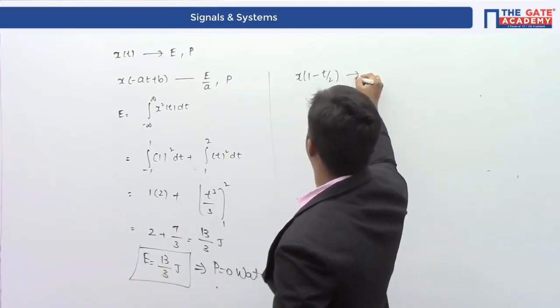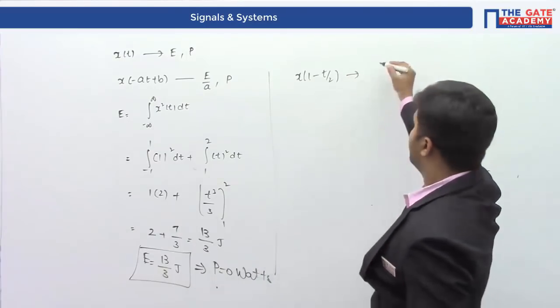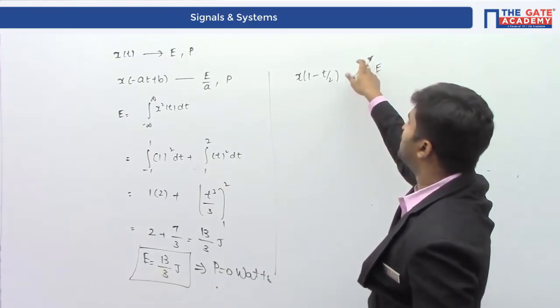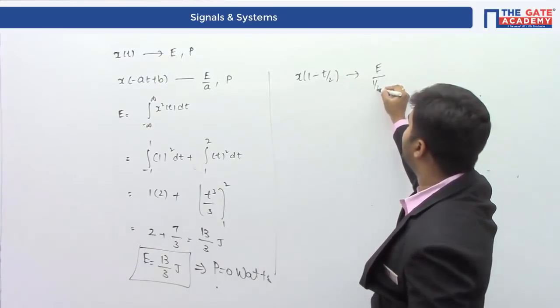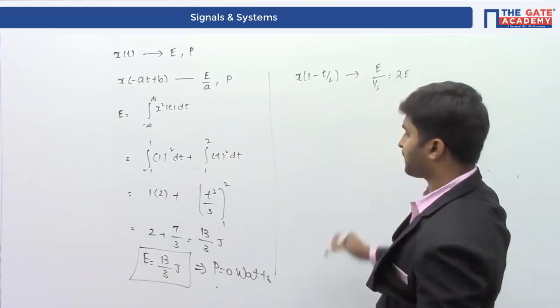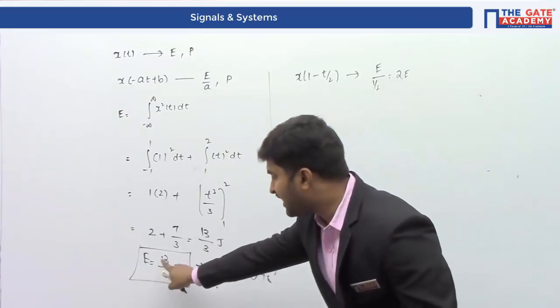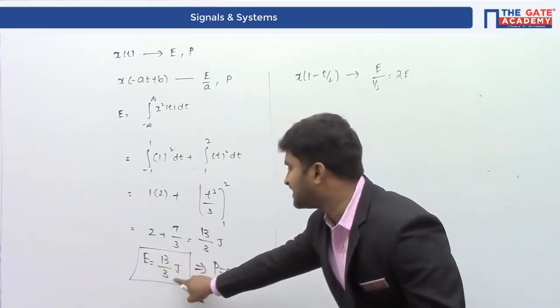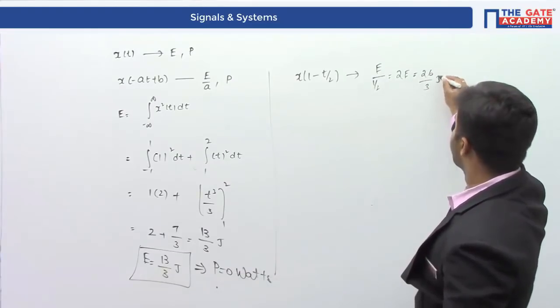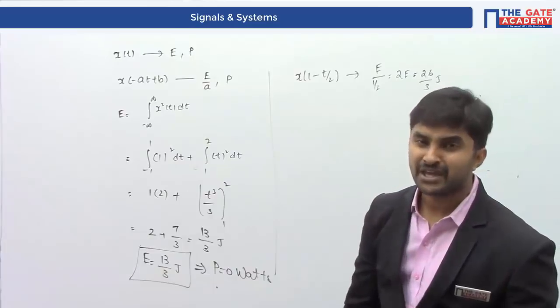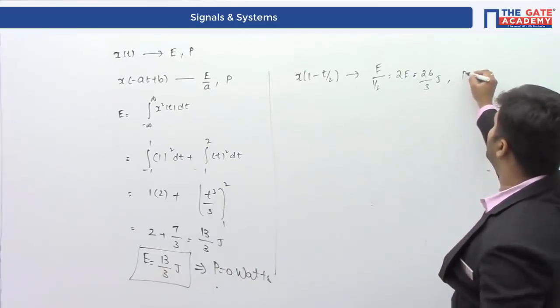What is the energy for this one? If the energy of x of t is E, it's going to be E by A. The scaling parameter here is 1 by 2, so it is 2E. What is the energy? Energy is 13 by 3. So 2E is going to be 26 by 3. Energy here is going to be 26 by 3 and the power is going to be equal to 0 watts.